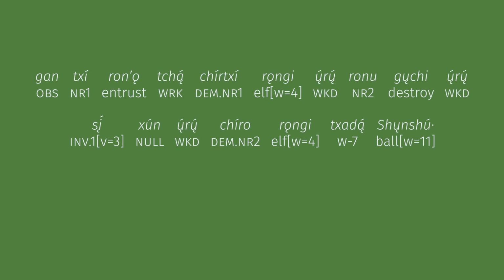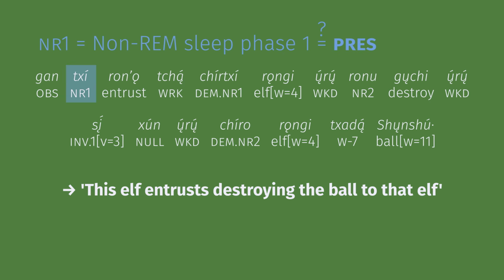In this sentence, the syntactic tense of the tense marker is non-REM sleep phase 1. Yes, that's the actual name. And semantically, it's probably the present tense, so let's go with that. If that's correct, then the clause literally translates as, "This elf entrusts destroying the ball to that elf." This is in fact the usual way of constructing the imperative between high-class people in Elvish, so everything makes sense.